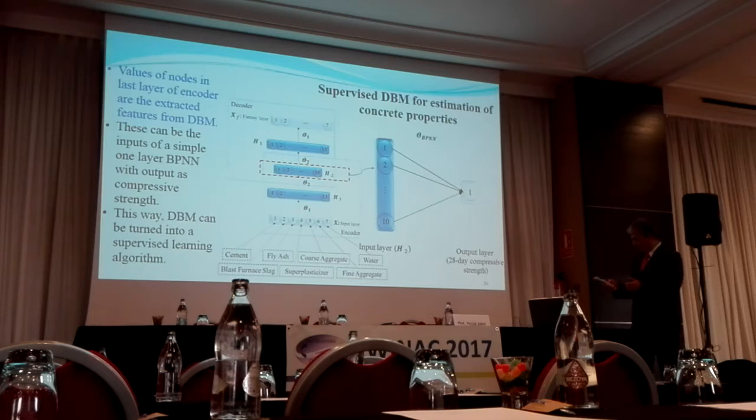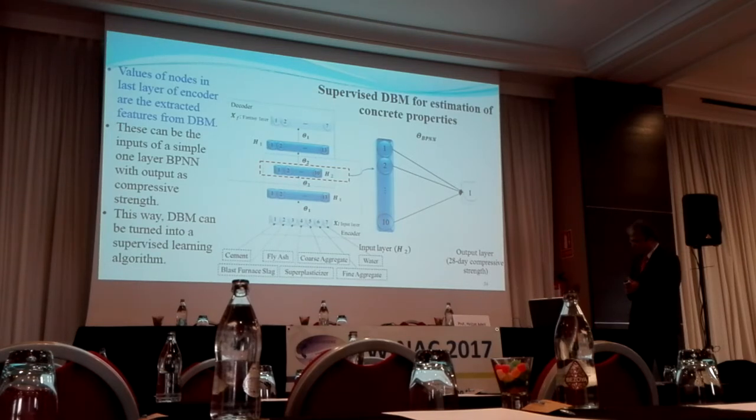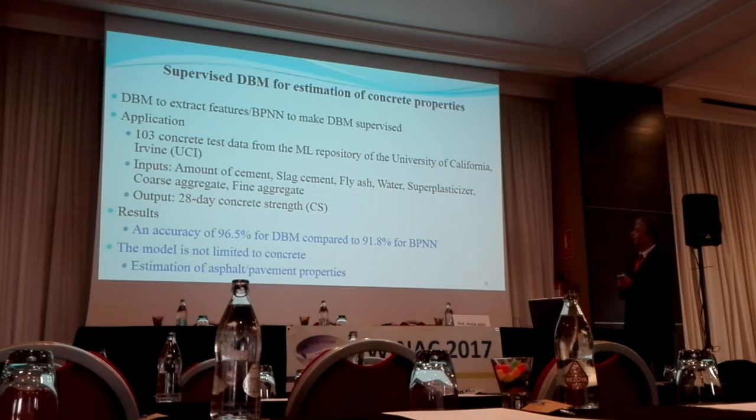The input values are here: cement, fly ash, coarse aggregate, what percentage, what ratio of different materials should be used in order to achieve certain concrete properties. We tested the data using machine learning data from the University of California, UCI repository. So inputs are here, and the output is the 28-day concrete strength, and the result is an accuracy of 96.5%, compared with 91.8% for BPN.